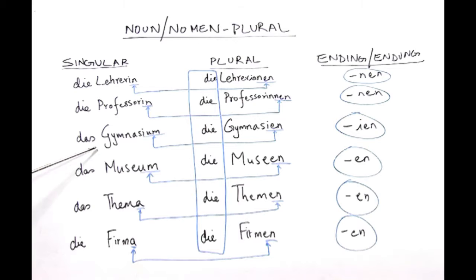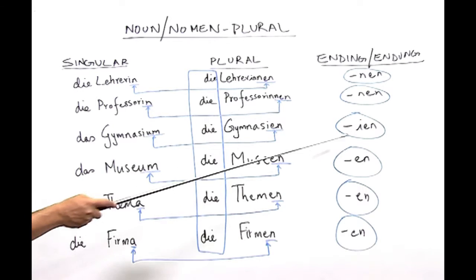Now, let us look at this noun, das Gymnasium. I would like to tell you that this does not mean the English word gym, where people carry out exercise. This in German means the higher secondary school. So, if you look at the ending IUM, the plural form here is IEN. So, nouns which basically end with this ending IUM carry the plural form IEN.